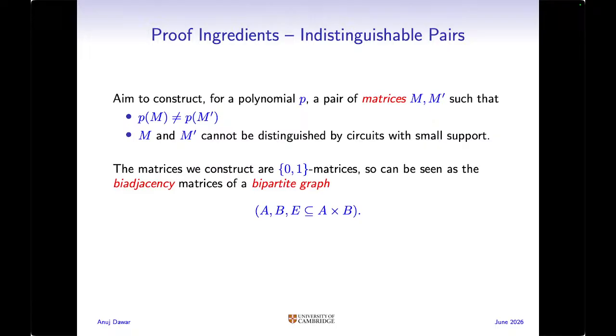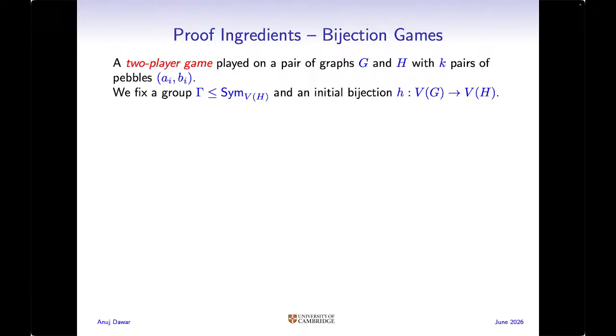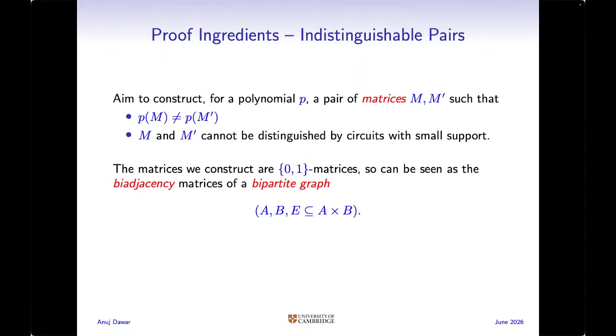And we're actually going to construct 0-1 matrices, so you can think of them as biadjacency matrices of a bipartite graph. So think of a bipartite graph with parts A and B and an edge relation between A and B. And now we're counting the number of perfect matchings in this bipartite graph. That's the permanent, and that's a value that's invariant under an arbitrary permutation of A and an arbitrary permutation of B, which is our Sym times Sym action on this graph. Okay, so we want to find a pair of bipartite graphs with a different number of perfect matchings, but which cannot be distinguished by circuits with small support.